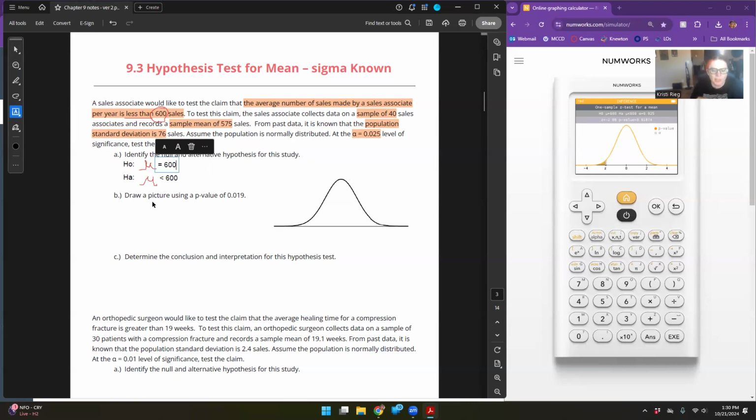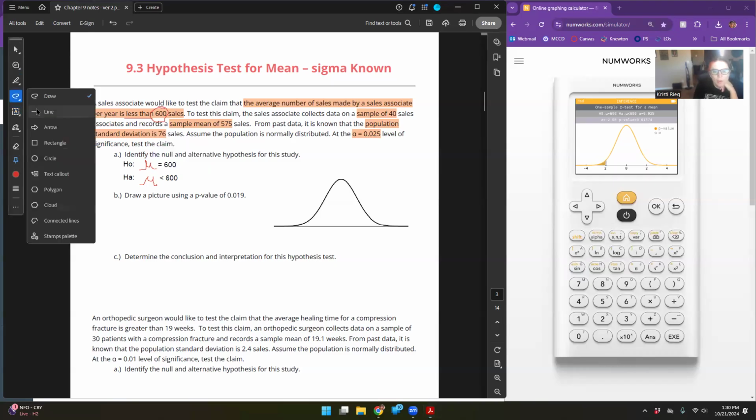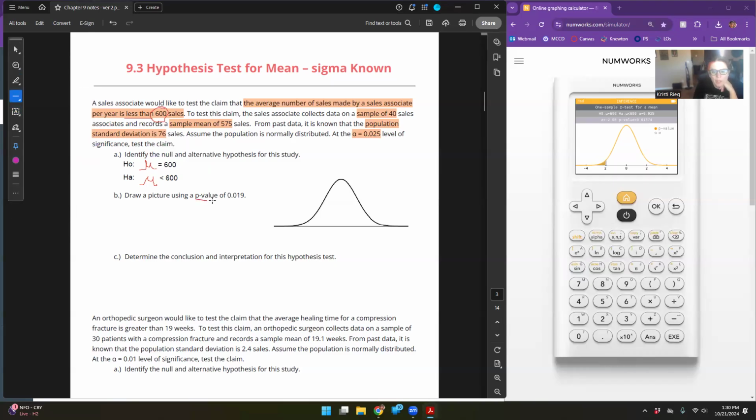Okay, now this one says draw a picture using a p-value of 0.019. That part right there, we're going to put on hold. Like, what does it mean? Where did it come from? All this stuff.